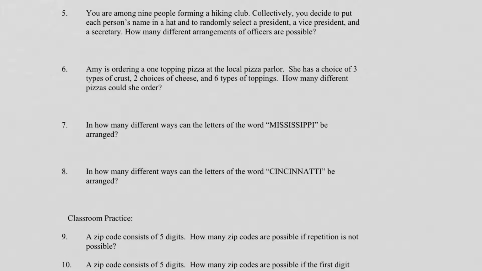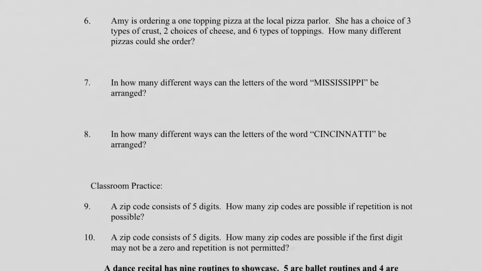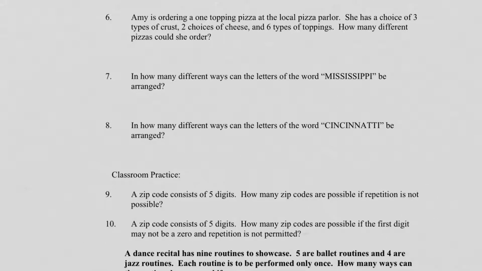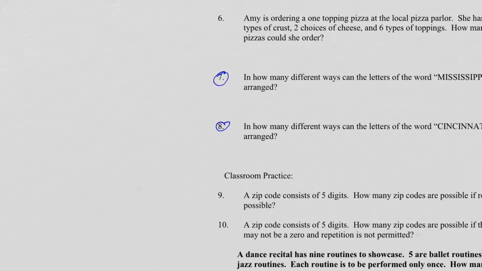Okay, number 5. Actually, we're running out of time, so let's talk about the words, the letters in the words. Okay, so we're going to talk about 7 and 8 in a minute. Before we do 7 and 8, I want to point out a few things with an illustration.